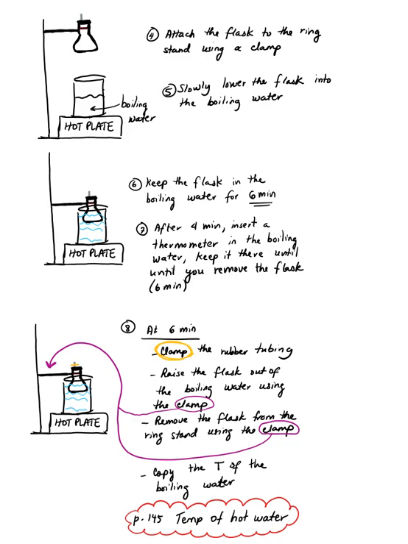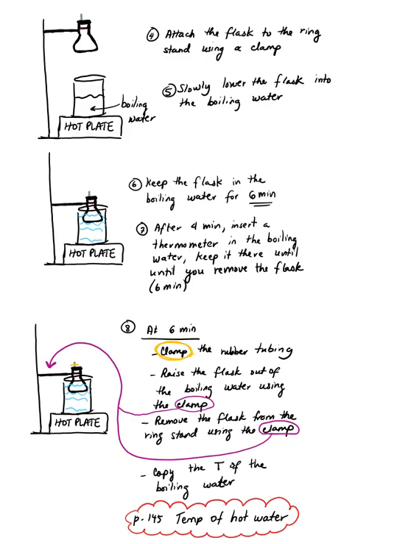When the time is at 6 minutes, the thermometer is inside the water, but we're going to focus on the flask. At 6 minutes, you're going to use a small clamp to clamp the rubber tubing in your rubber stopper. You have your rubber stopper with a small tubing that connects to the inside of the flask, where the air, which is your sample, is trapped. You're going to clamp that piece of rubber tubing, trapping the air inside of your flask.